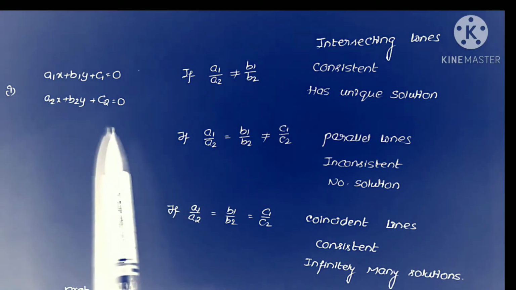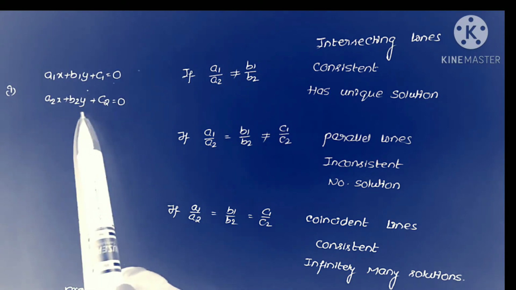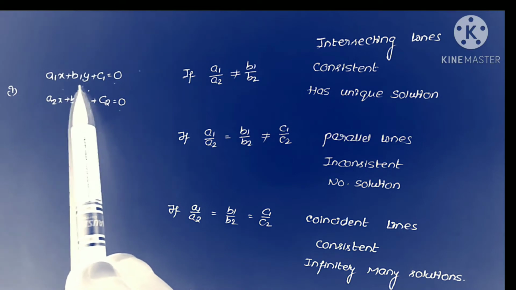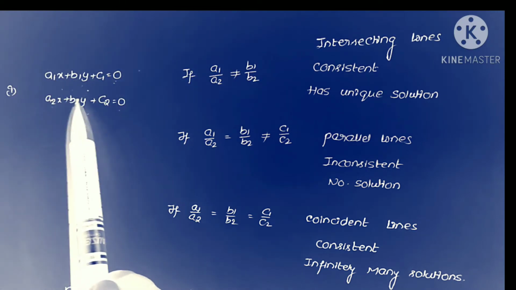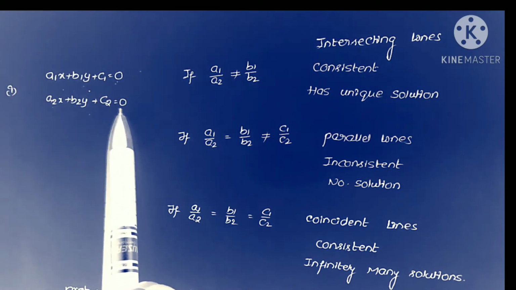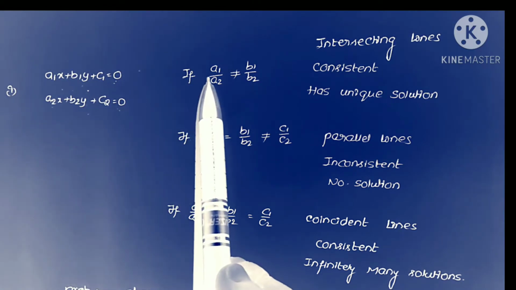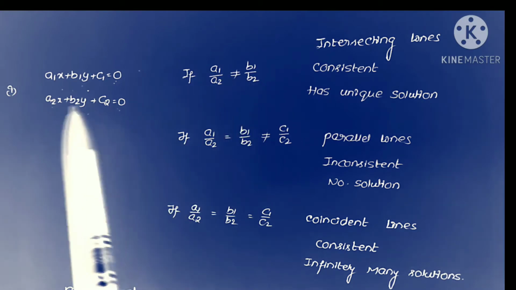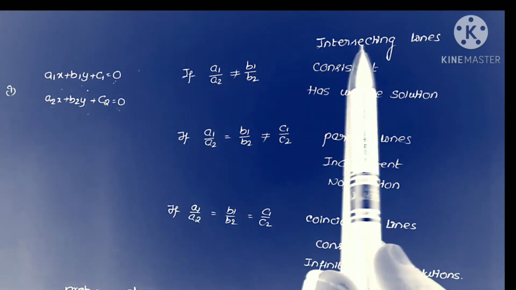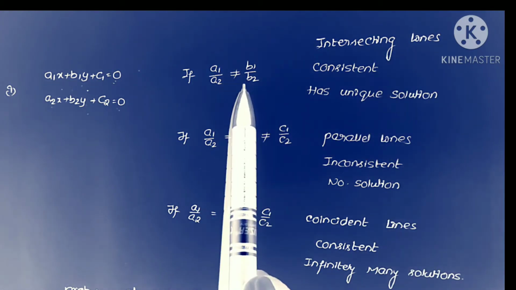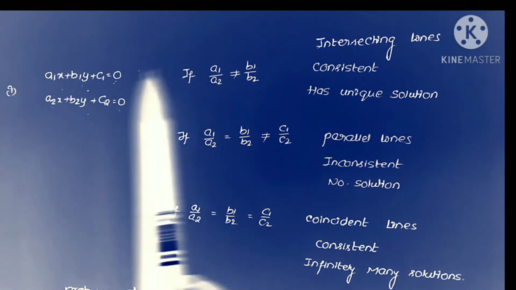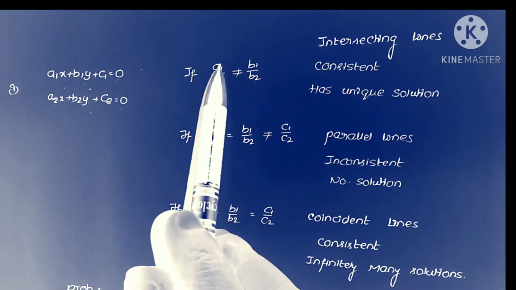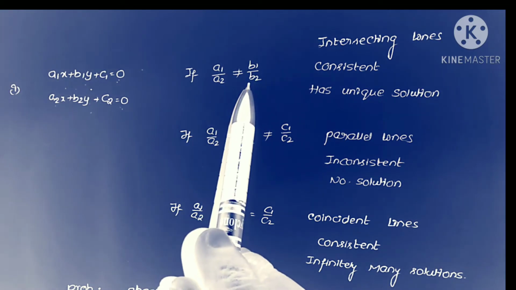In this video, I explain the concept of the system of linear equations. So here we have two equations, a1x plus b1y plus c1 is equal to 0, a2x plus b2y plus c2 equal to 0. If the value a1 by a2 is not equal to b1 by b2, then these two lines are intersecting lines and the system of equations is consistent and it has a unique solution.